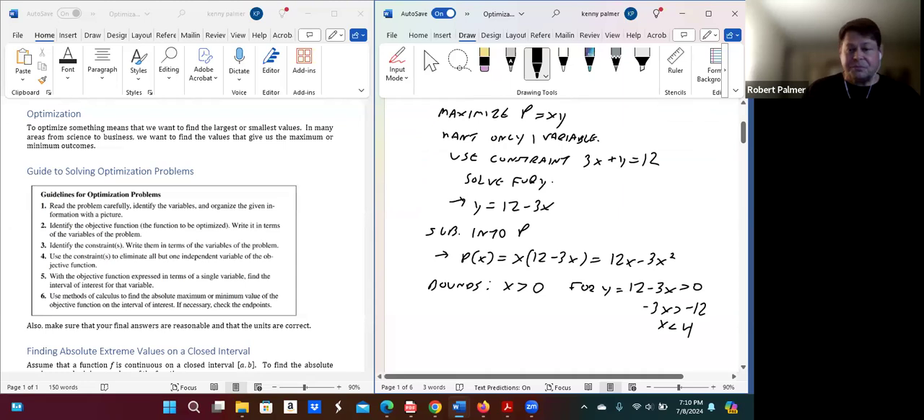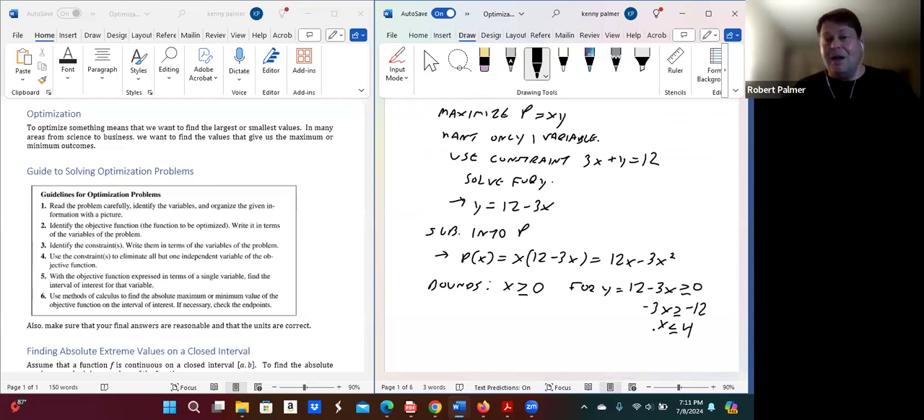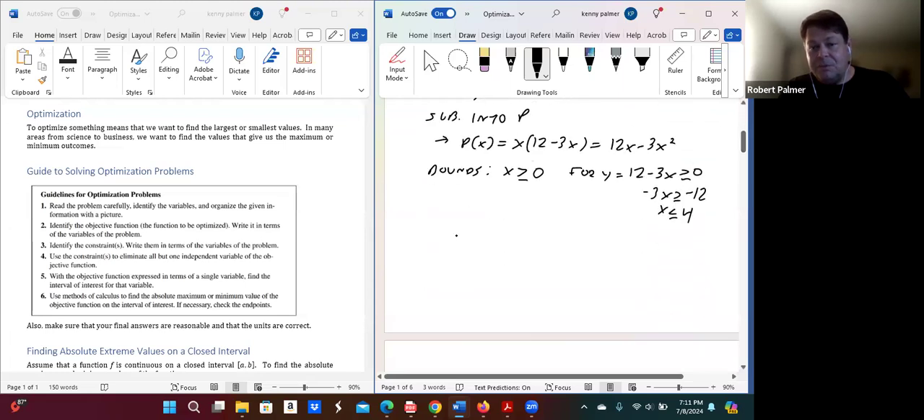Now, technically, you could think of this as being less than or equal to. You could also do that. It makes it a closed interval, but you don't have to. Obviously, if either one is 0, that makes the whole thing 0, so it's not likely that would be a maximum value.